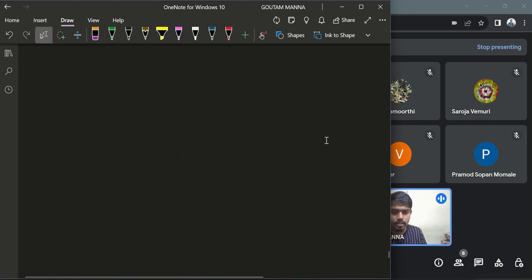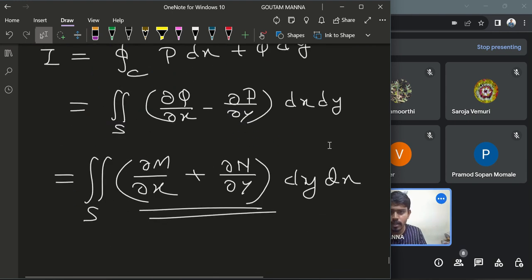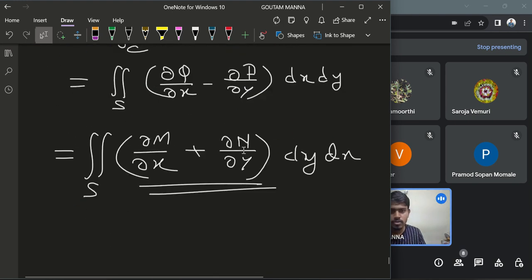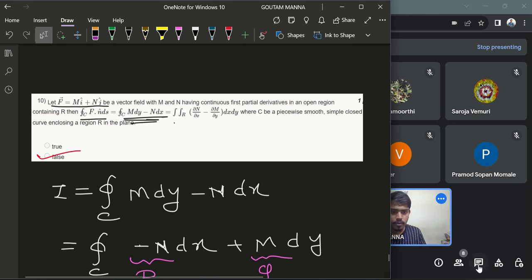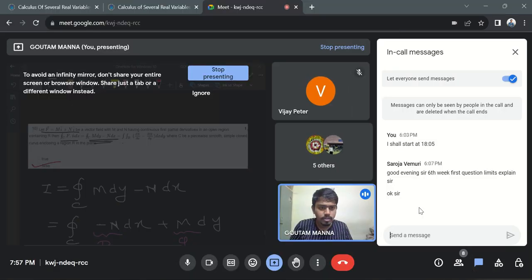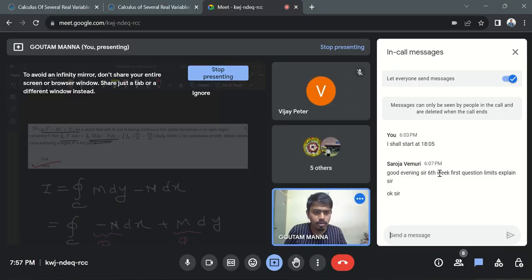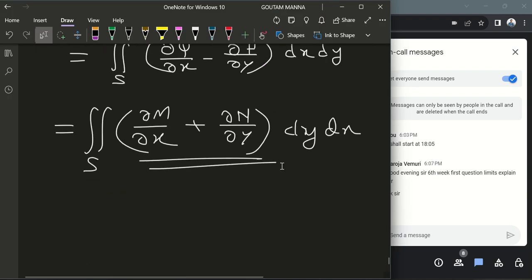So these were the 10 problems from assignment 7 of last year's course, and someone asked in the beginning to explain the limits. Yes, tell.